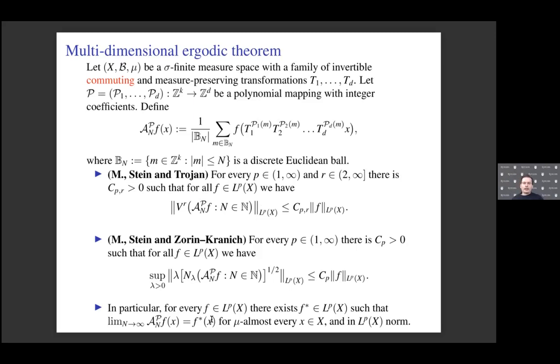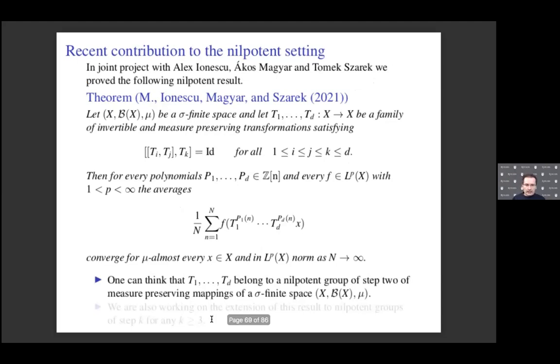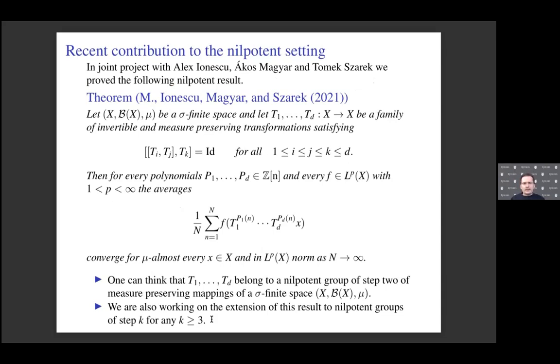Okay, and now let me tell you about a recent project with Alex Ionescu, Ákos Magyar, and Tomasz Szarek. We were able recently to prove the following result: if we take a sigma-finite measure space, and we assume that we have a family of invertible and measure preserving transformations which satisfy the following commutator relation, then for every polynomial and for every function in L^p, the averages of this form converge almost everywhere in L^p, as well as in norm, as n goes to infinity.